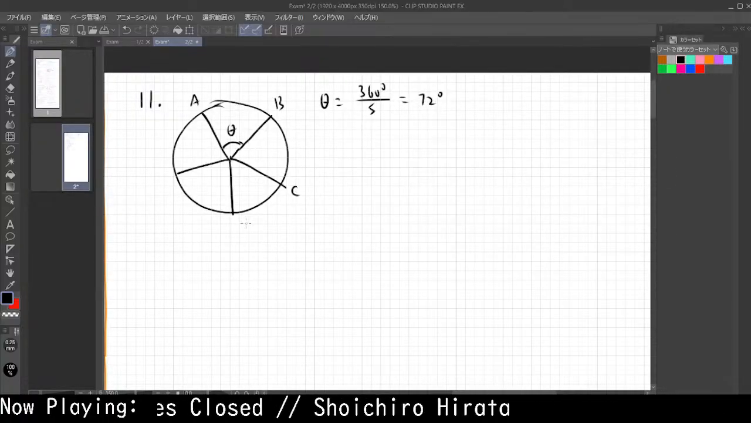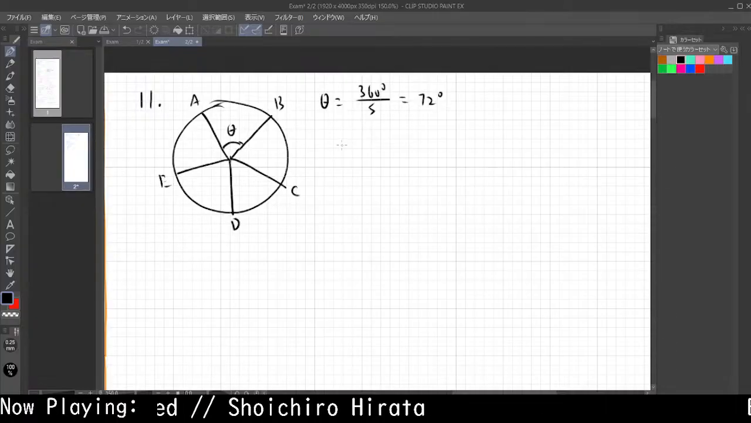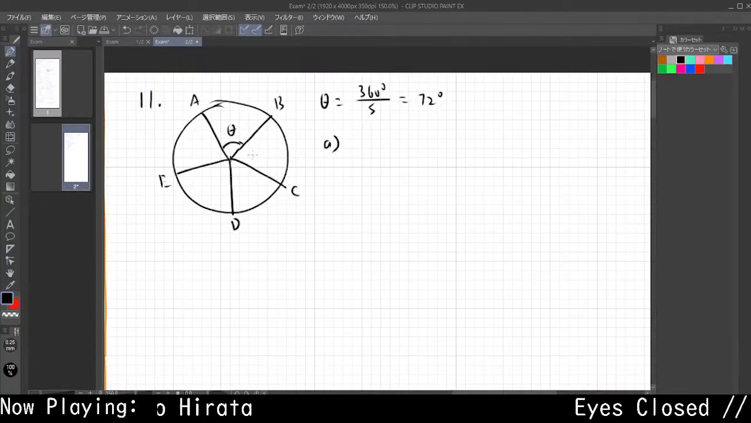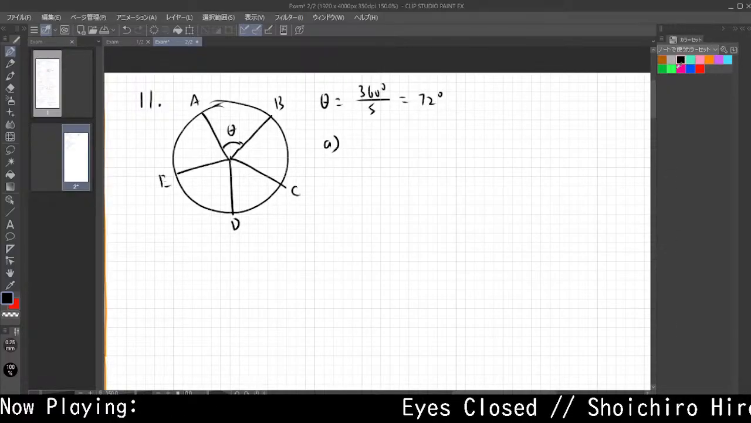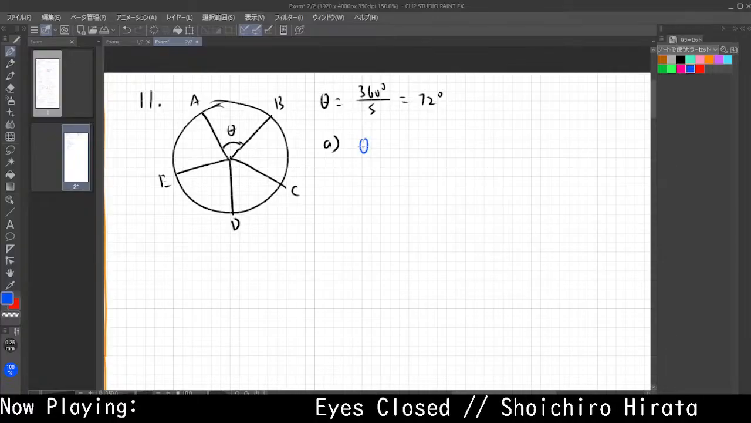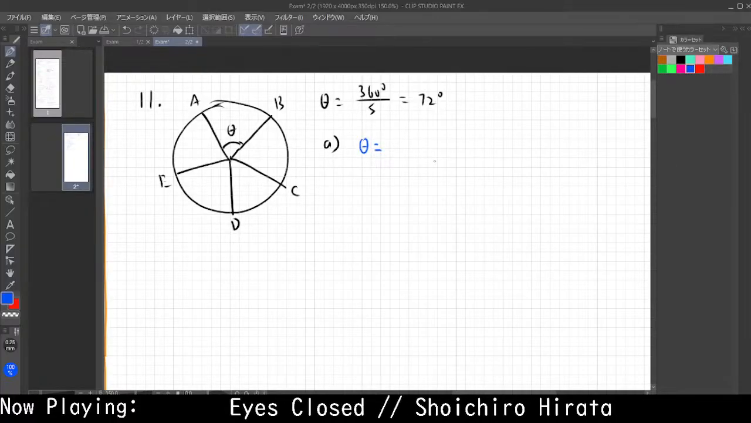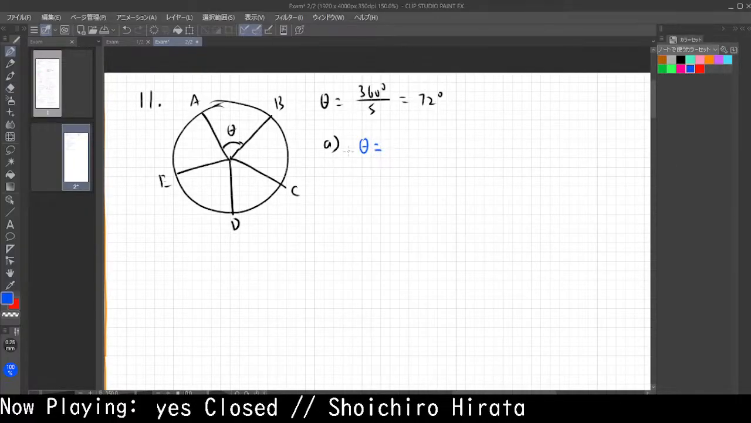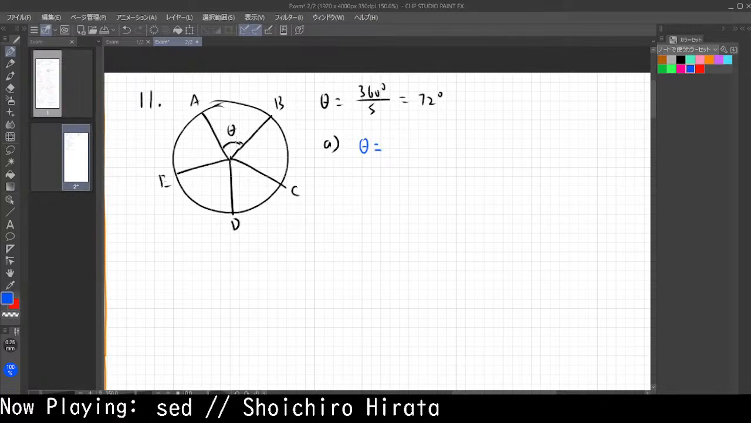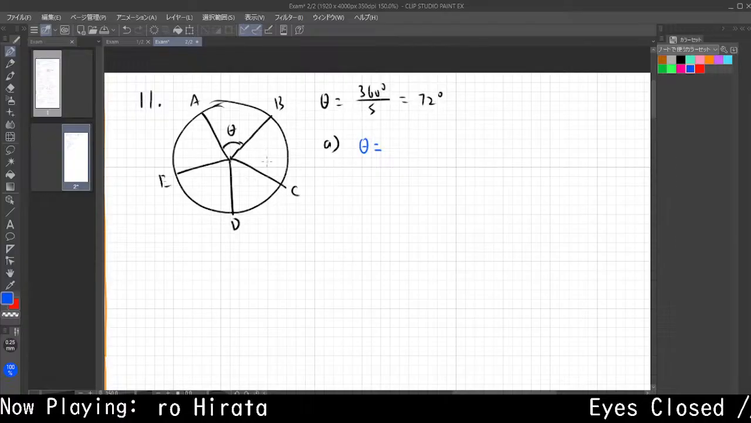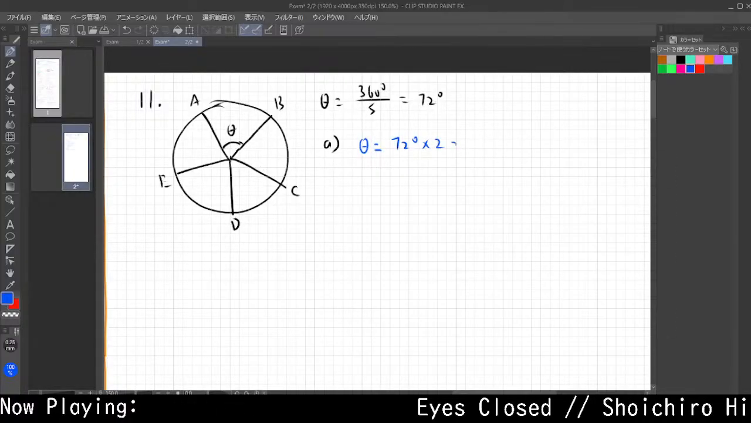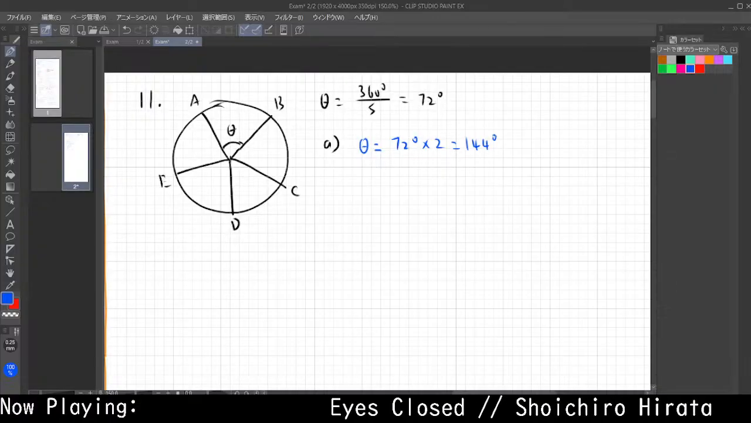Okay. So if you go, let's look at part A. If you go from A to C to B, you'll be going through 2 sectors, 2 portions. So the theta that you'll be using over here, your angle, will basically be 72 times 2. You go through 2 portions, so you are basically getting a degree of 144.